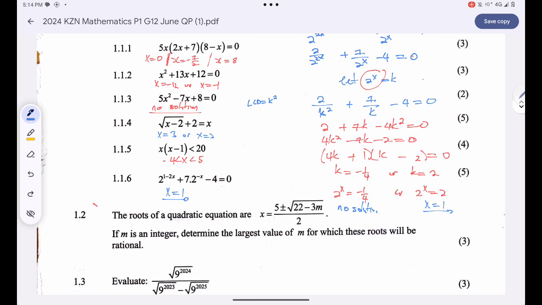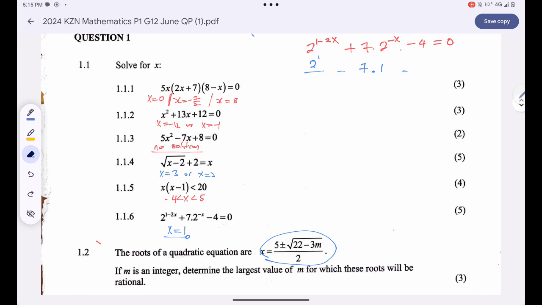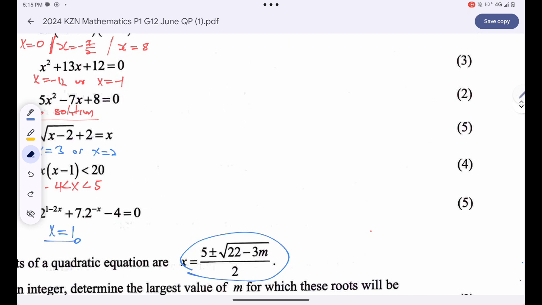Okay, and then now we are told that the roots of a quadratic equation are given by that. If m is an integer, determine the largest value of m for which these roots will be rational. These roots will be rational, guys, if and only if delta, the discriminant, is greater or equal to 0. Are you together? My roots are rational if the discriminant is greater or equal to 0. My discriminant is everything inside that square root over there. So that means 22 minus 3m should be greater or equal to 0.